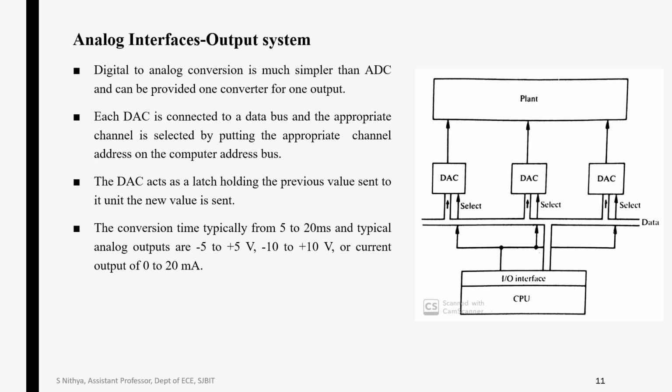Okay, so as given, digital to analog conversion is much simpler than analog to digital. One converter can be provided for one output. Each DAC is connected to the data bus, and the appropriate channel is selected by putting the appropriate channel address on the computer address bus. The DAC which is accessed has a latch holding the previous value, and the new value is then sent. The conversion time is typically 5 to 20 milliseconds, and typically the analog outputs are -5 to +5 and -10 to +10 volts, and current output of 0 to 20 milliamps.